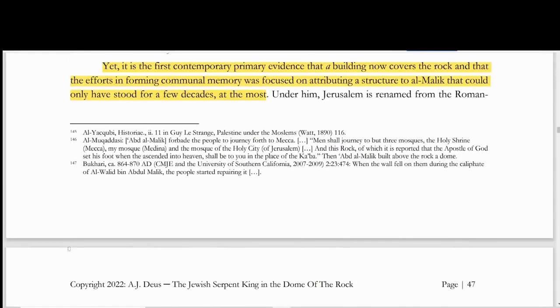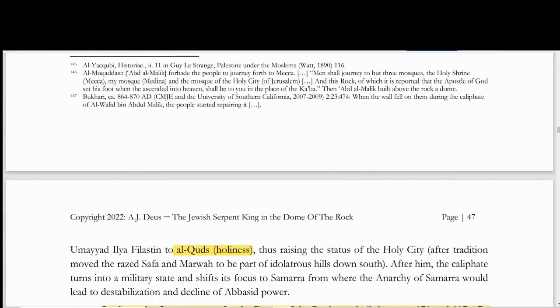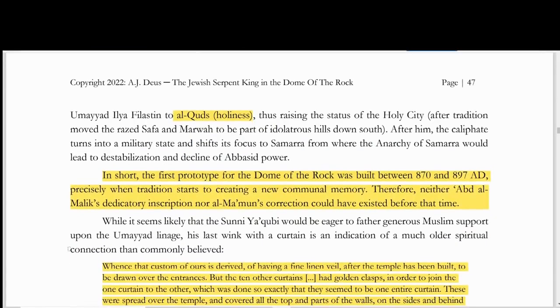Now, under him, Jerusalem is renamed from the Roman Umayyad Ilya Philistine to Al-Quds, holiness, thus raising the status of the holy city after tradition moved the raised Safa and Marwa to be part of idolatrous hills down south. After him, the caliphate turns into a military state and shifts its focus to Samarra, from where the anarchy of Samarra would lead to the destabilization and decline of Abbasid power.